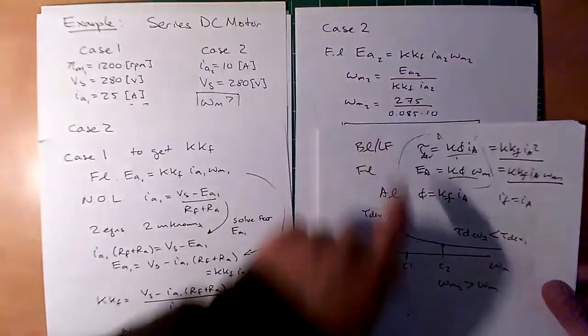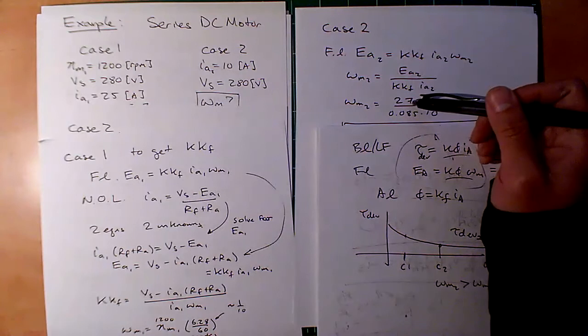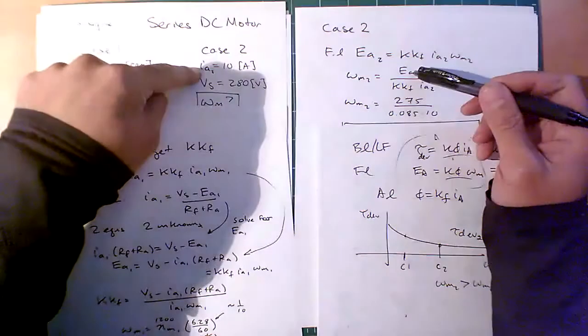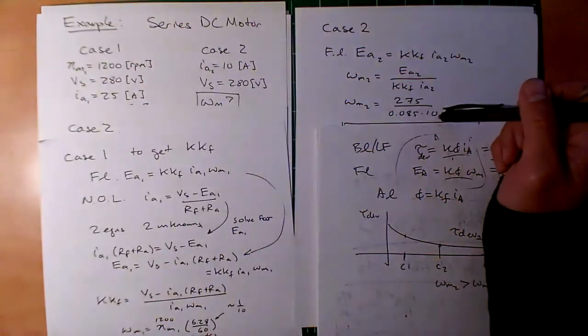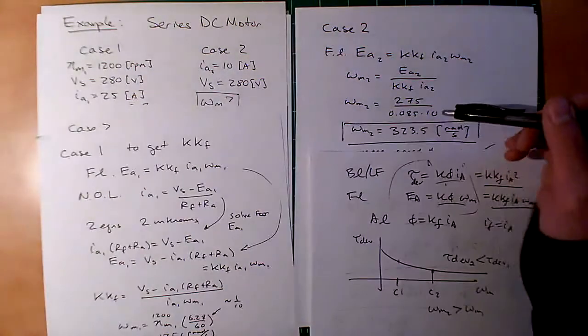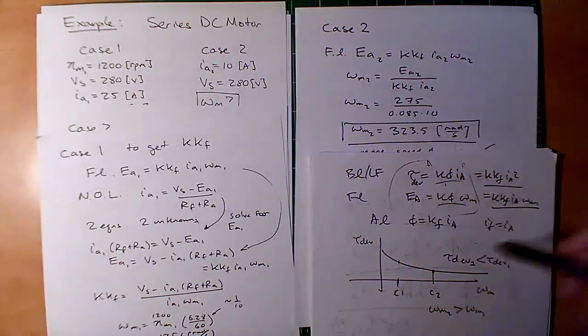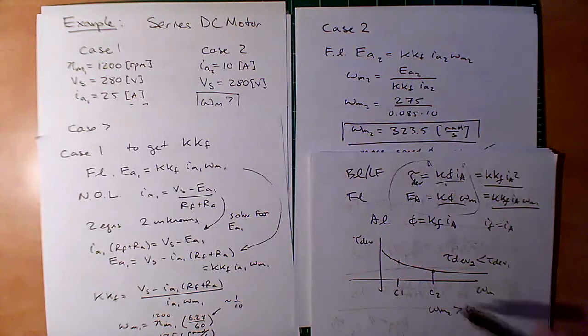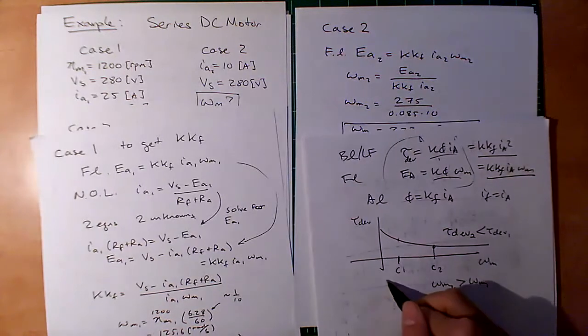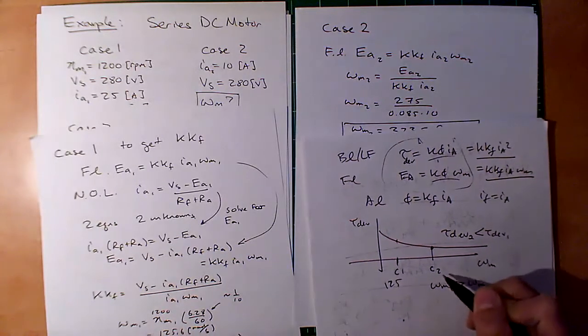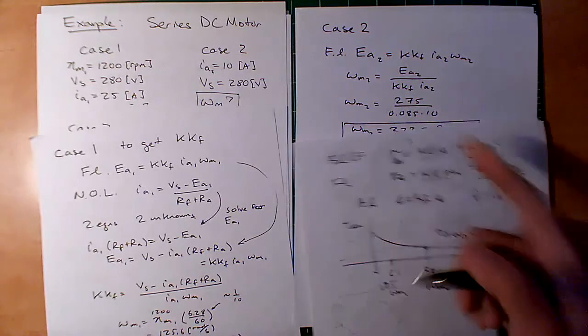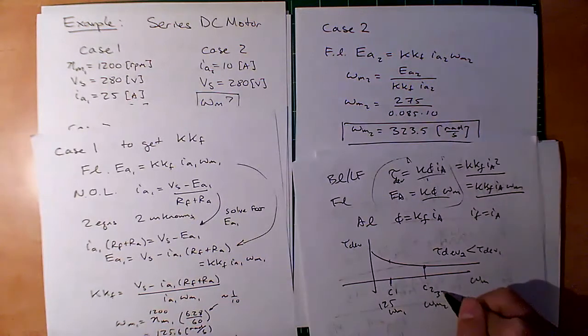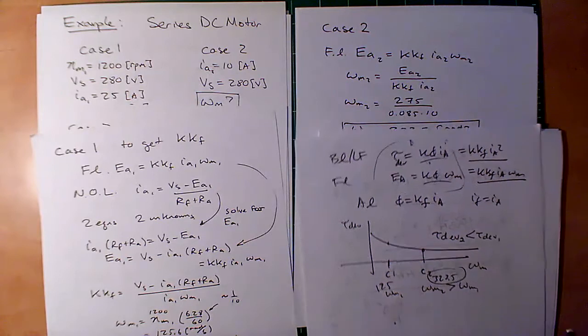And you can see that's what I'm doing here. 275 was the EA in the second case, 0.085 and 10, right? And I get 323.5 radians per second. Does that agree with our intuition here? We calculated 125 for omega M1, and now we're getting 323.5. Yay, that is good.